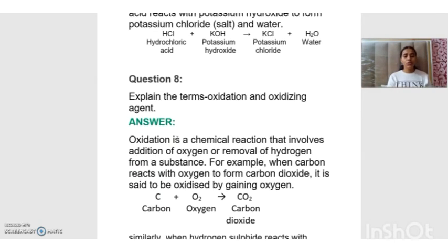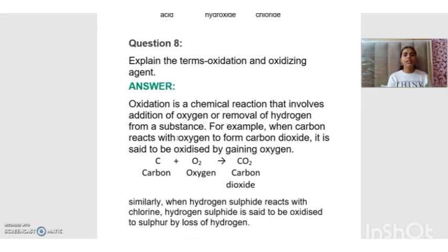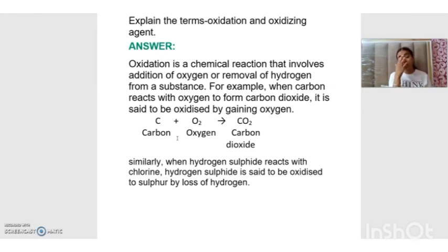So moving further to the last question, that is 8. Explain the terms oxidation and oxidizing agent. Now you have to explain the terms oxidation and oxidizing agent. So students, oxidation is a chemical reaction that involves addition of oxygen or removal of hydrogen from a substance. For example, when carbon reacts with oxygen to form carbon dioxide, it is said to be oxidized by gaining oxygen, right?